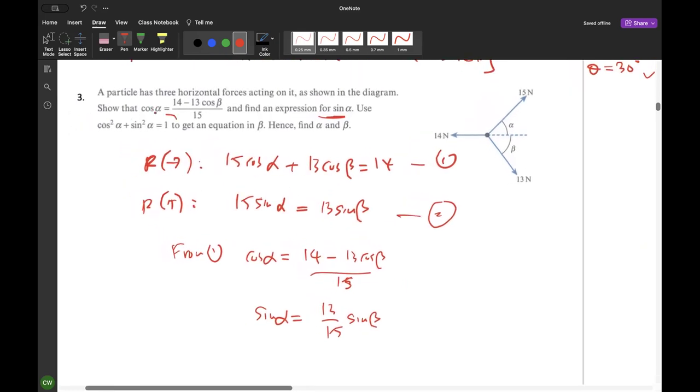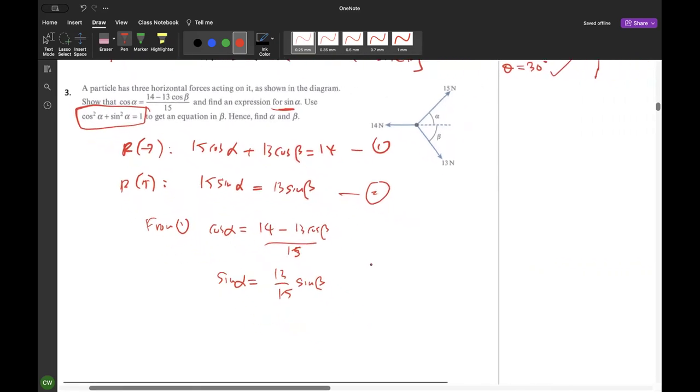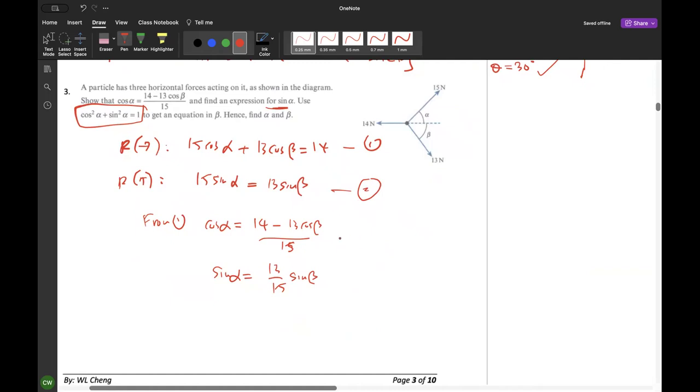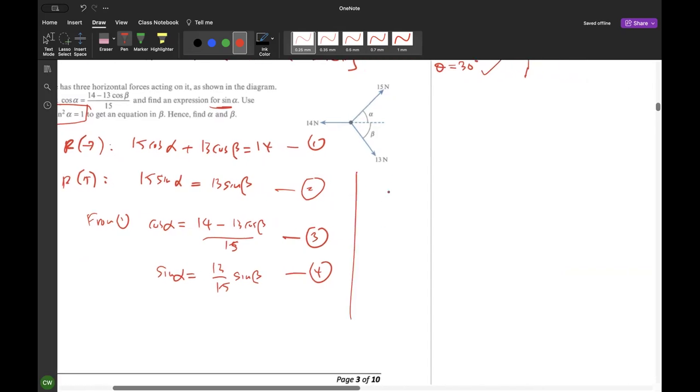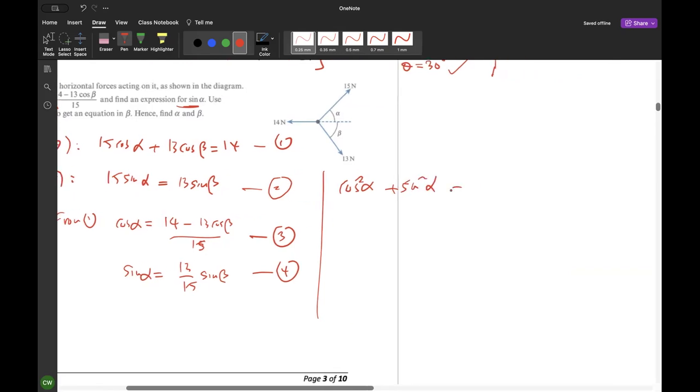Use the concept that cos² α plus sin² α is 1. So you need to square the first one.